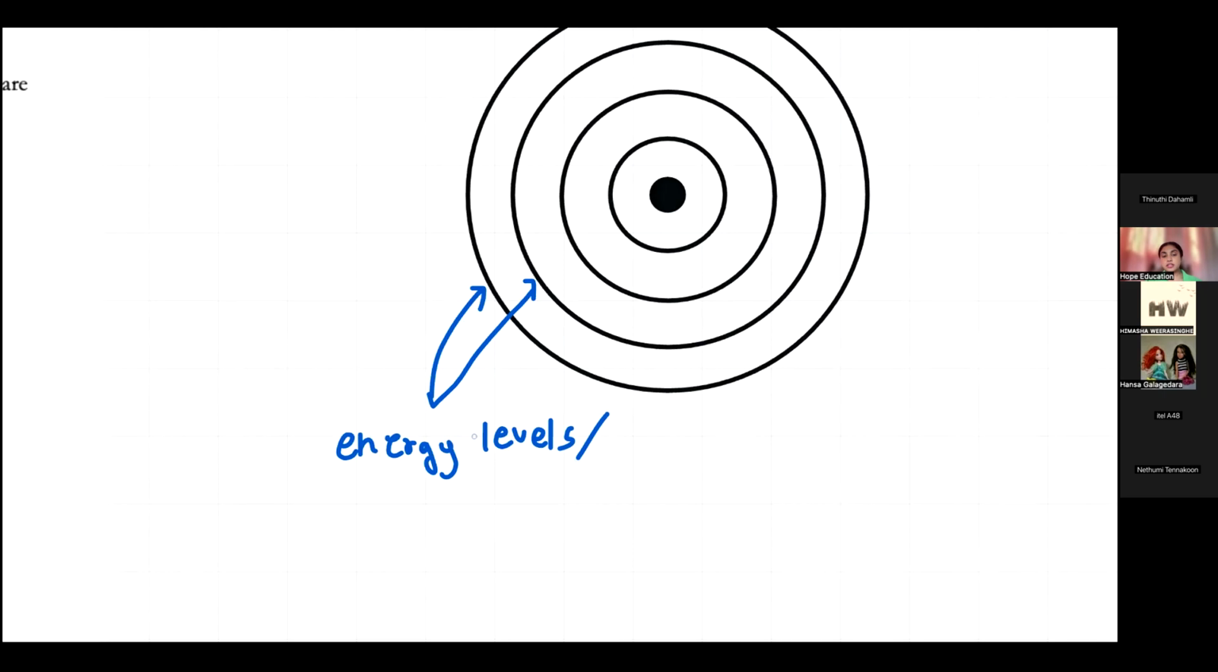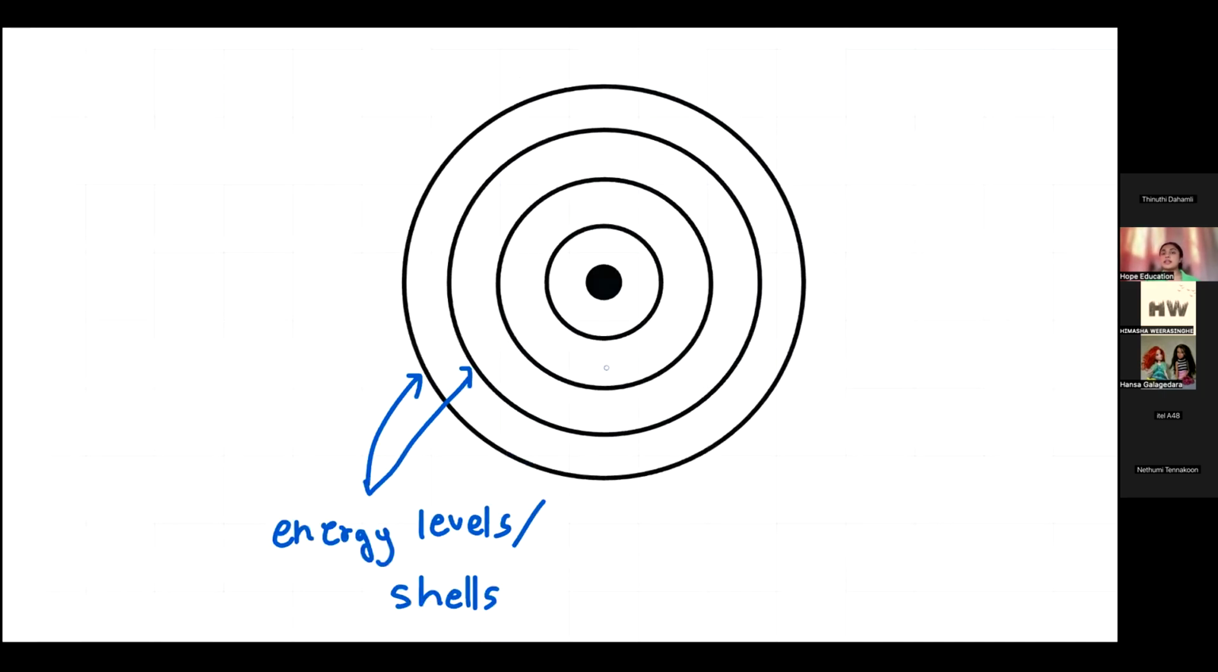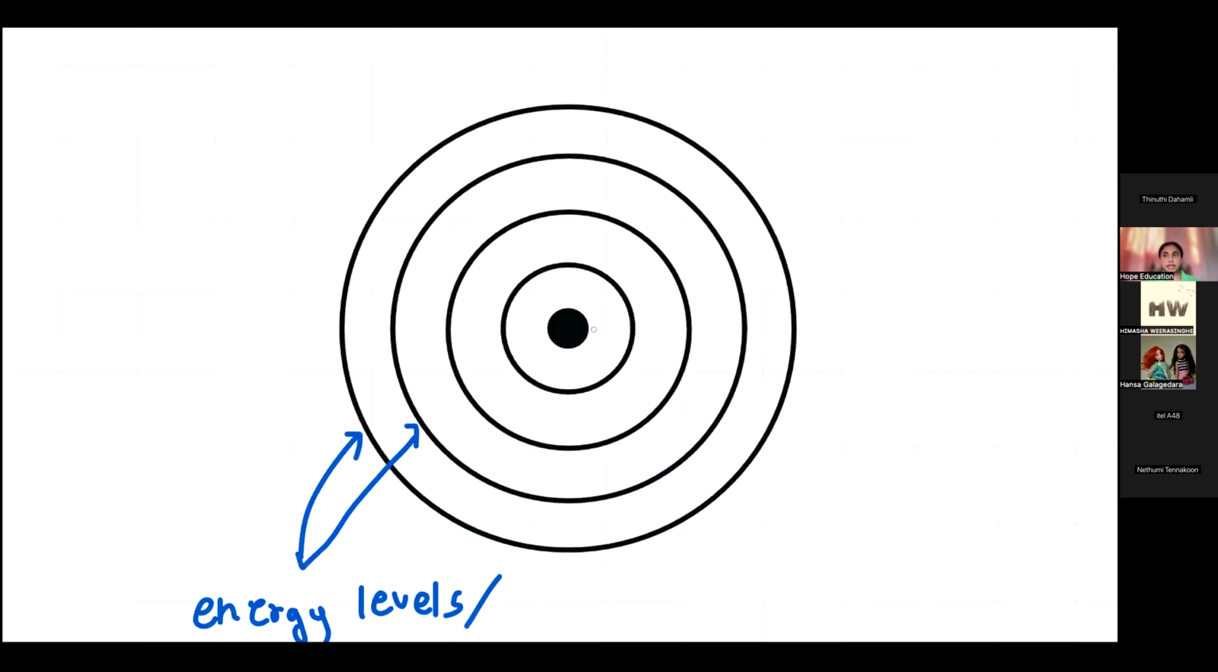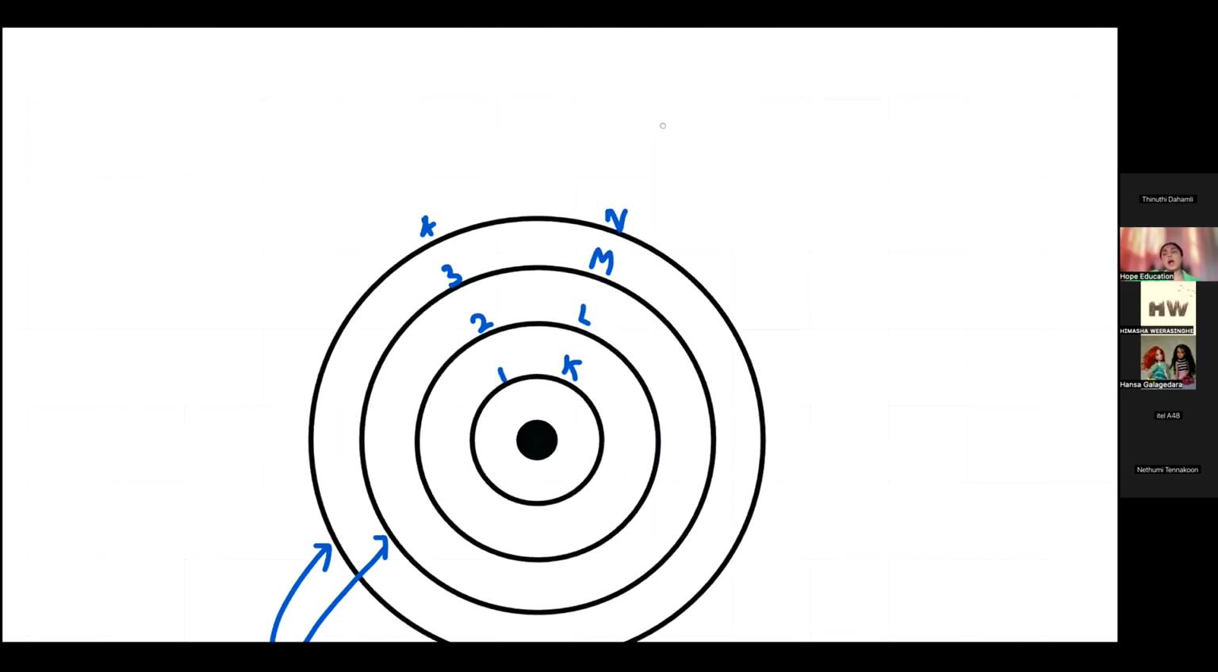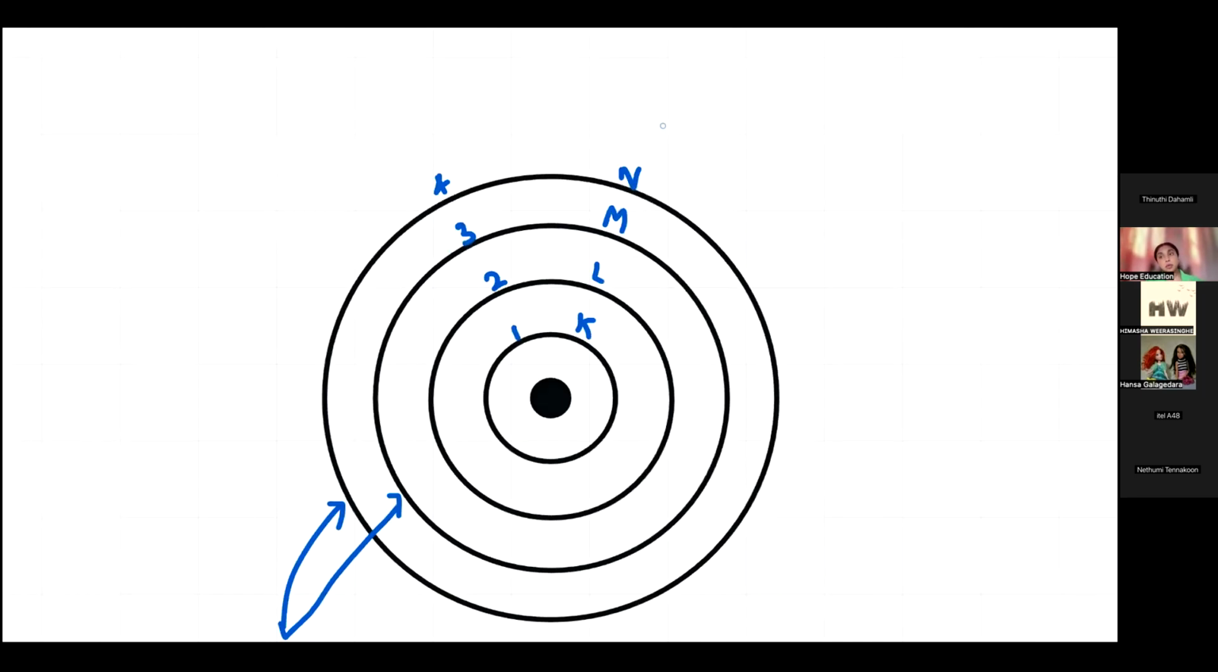So these are called energy levels or shells. Okay. This is what Niels Bohr said. He says we can label these energy levels as 1, the closest one is 1, then 2, 3, 4 and so on. If there are more, they will be 5, 6, 7 and so on. Or we can name them with English letters. How? The first one is K, then L, then M, then N. If there are more, they can be labeled O, P, Q, R, and so on. So you can label it whichever way you prefer. 1, 2, 3, 4 or K, L, M, N. Okay.